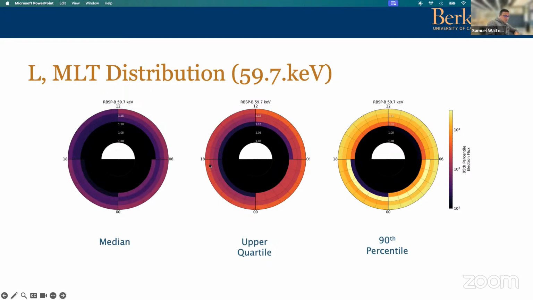There's not a huge amount of variation in MLT, really. If you stick with one L shell, the difference is not huge. If anything, there's slightly higher fluxes on the dawn side of the magnetosphere, so between 0 and 12, maybe even between 18 round through midnight and round to noon. But there's not a drastic difference.